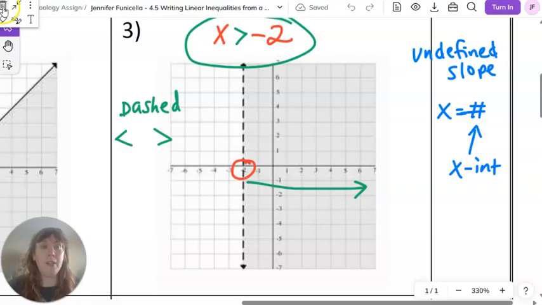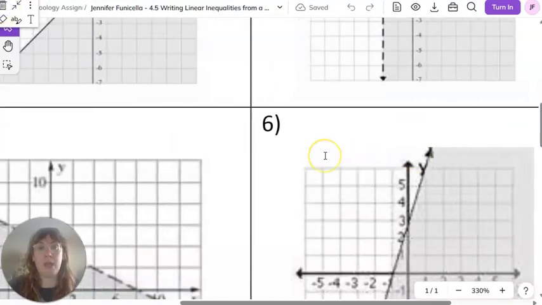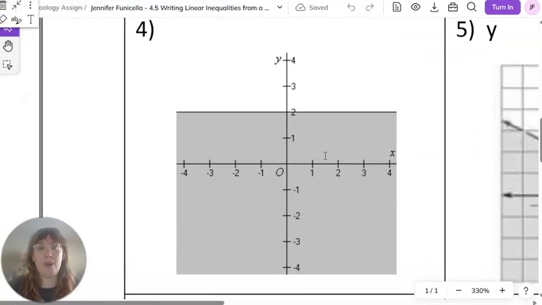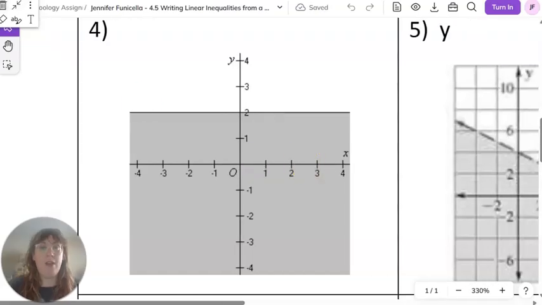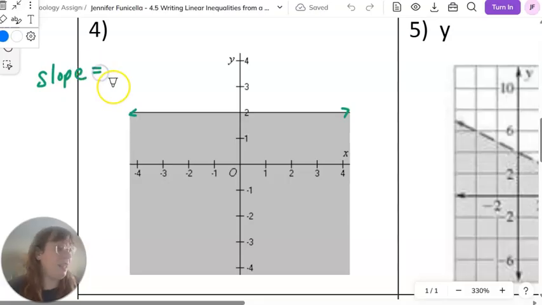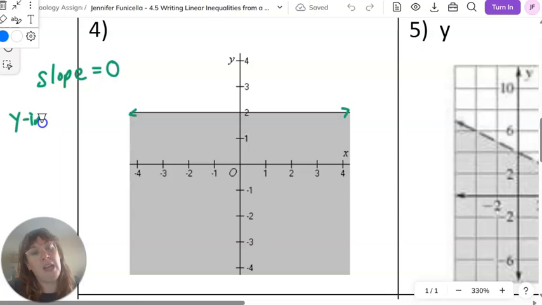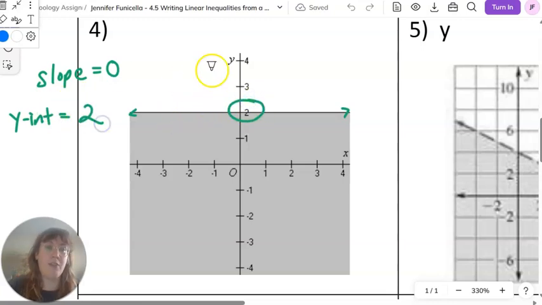I will clear my board and I'm going to make my way over to number 4. Beautiful. Number 4 is this horizontal flat line. This has a slope of 0. Slope of 0. There's no increase, no decrease. It's just flat. And our y-intercept of this line is right here at that +2. That's where it crosses the y-axis.